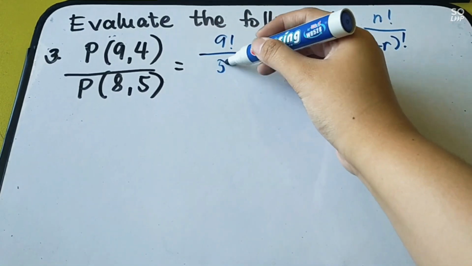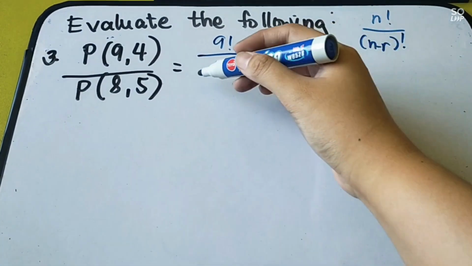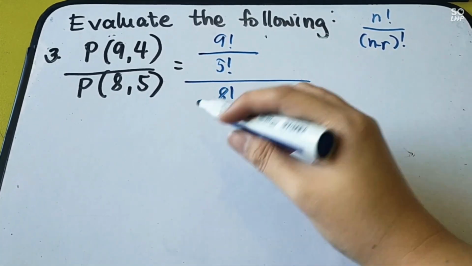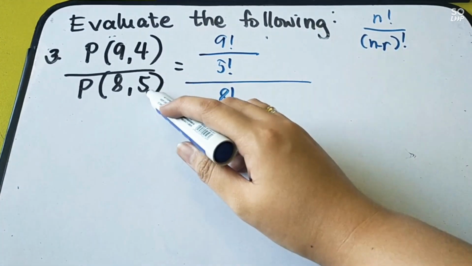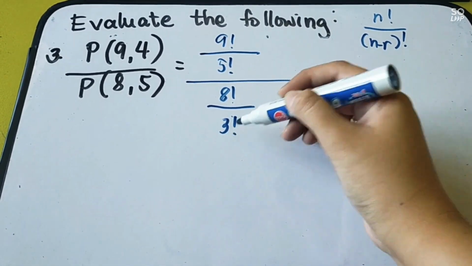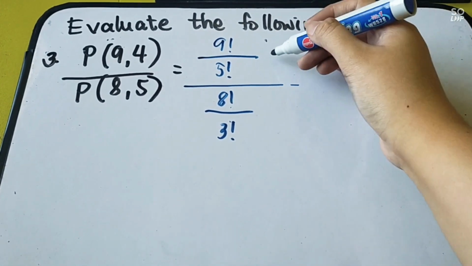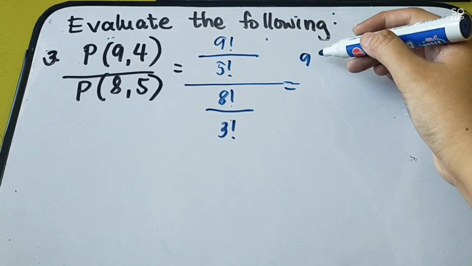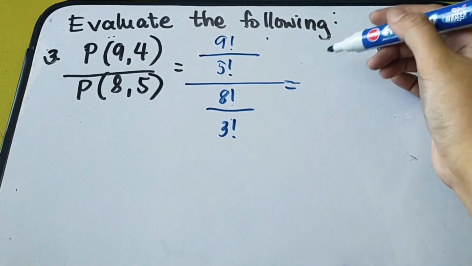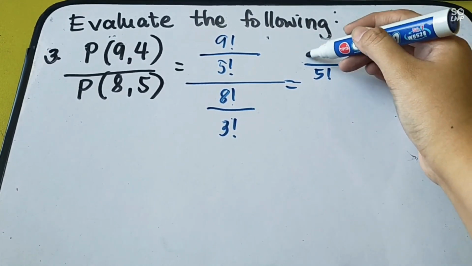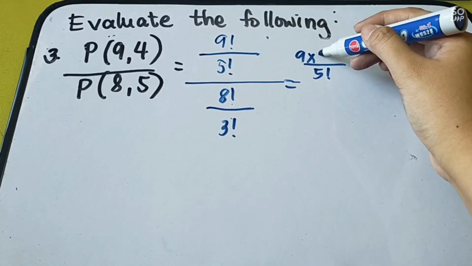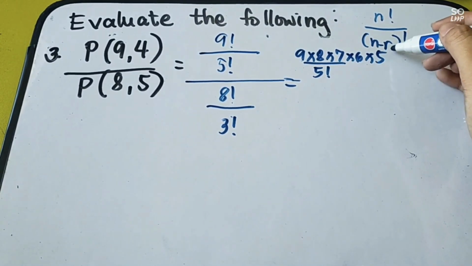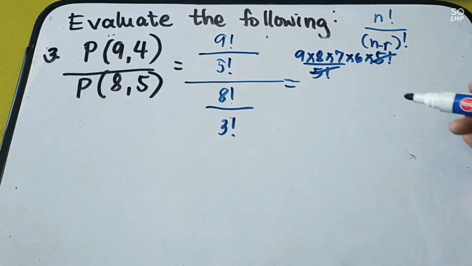The answer is 5 factorial. Then, all over, we have here 8 factorial over, subtract na natin agad, 8 minus 5, the answer here is 3 factorial. Then, simplify natin. So, this is equal to 9 factorial, meaning 9, dun ka muna kay 5 factorial. So, stop ka na kay 5 factorial. 9 times 8 times 7 times 6 times 5 factorial. Cancel na si 5 factorial.